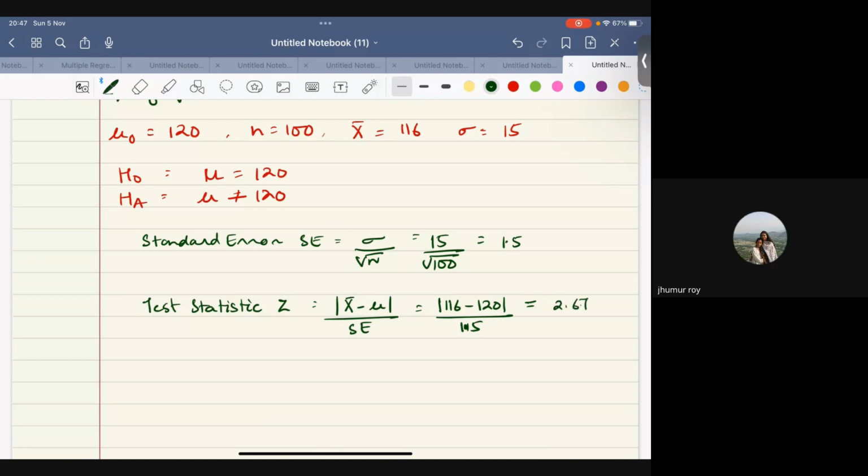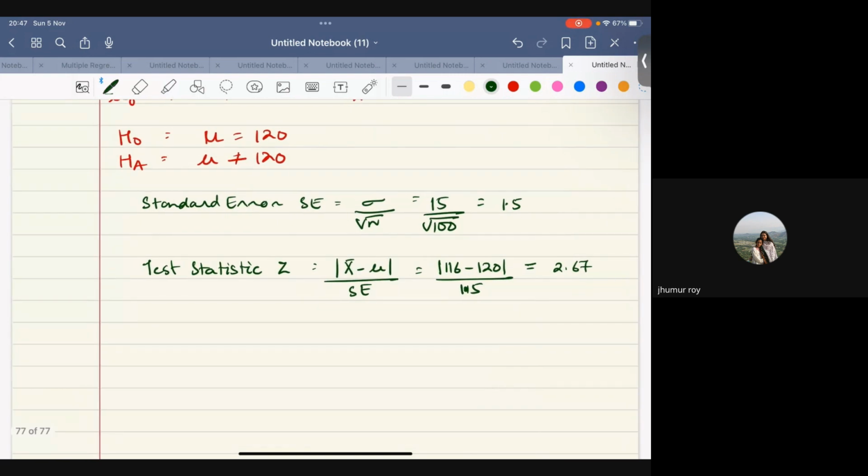2.67 minus. Yeah, minus. But we are taking the absolute value, that's why we are not adding the negative sign. We are taking this absolute value, no? So that's why we will not write the negative value. Correct, it is minus 2.67. Now, can you tell me at 5% level of significance, what is the value of Z?